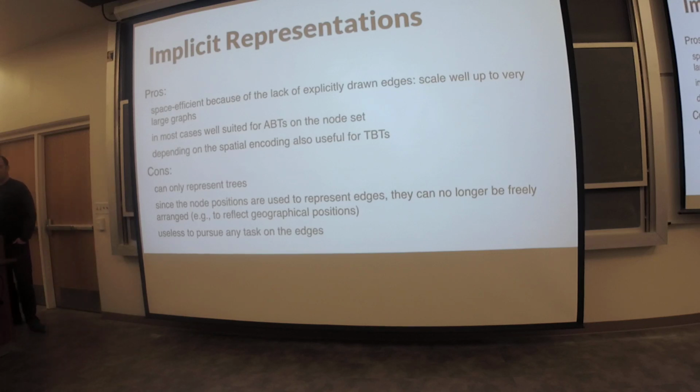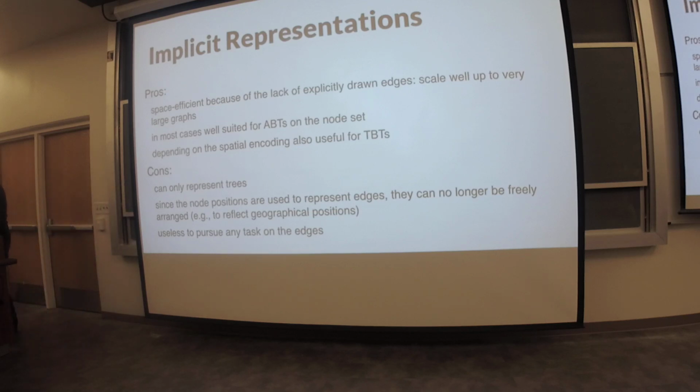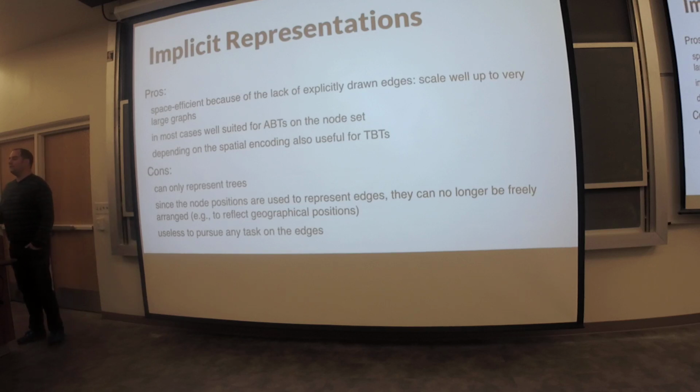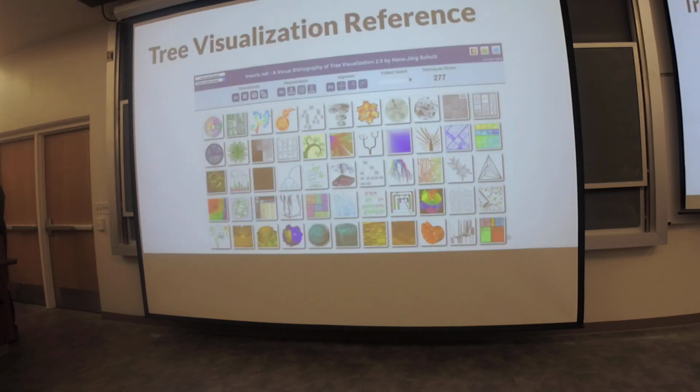And of course, the con is you can only represent trees because you can't find a spatial arrangement for a general graph that works just like this. And of course, the node positions are used to represent the edges, so you cannot freely arrange them. So this doesn't work if you want to show something on a map, obviously. And they are useless for any tasks on the edges. So if your edges have weights or even direction, these are not the right visualization techniques to use there.